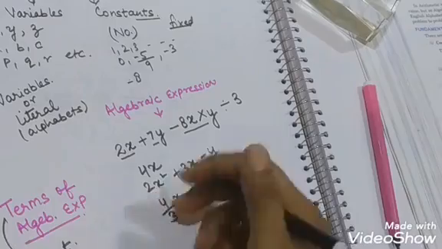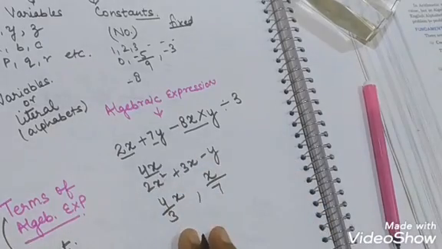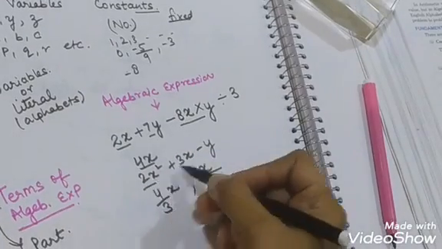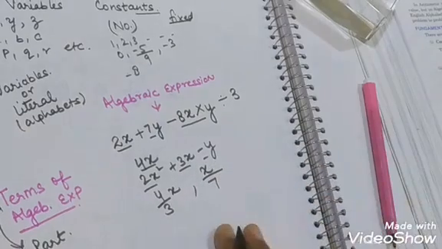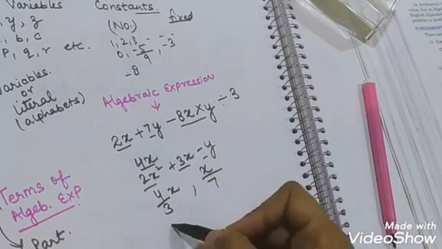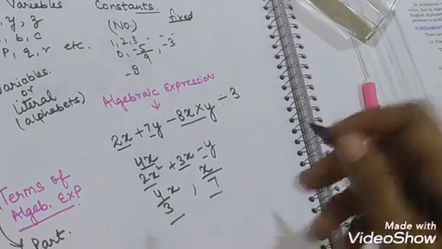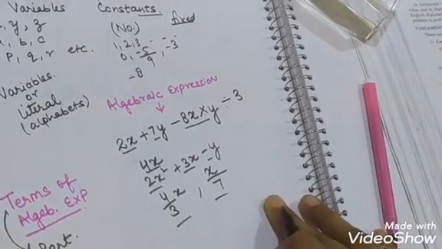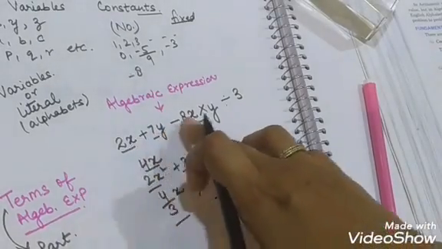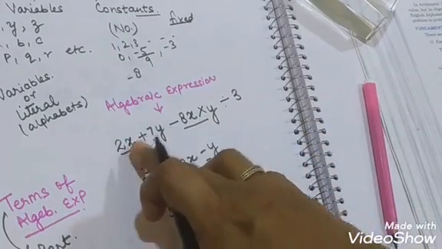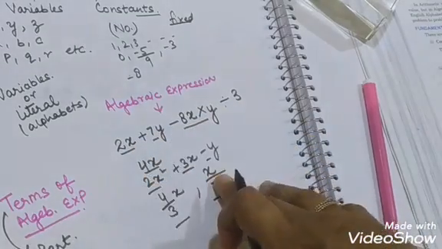Here only one part is in this algebraic expression. Here 1, 2, 3 parts are there in the algebraic expression. In this only one part is there and only one part is there. So they are called terms of algebraic expression.